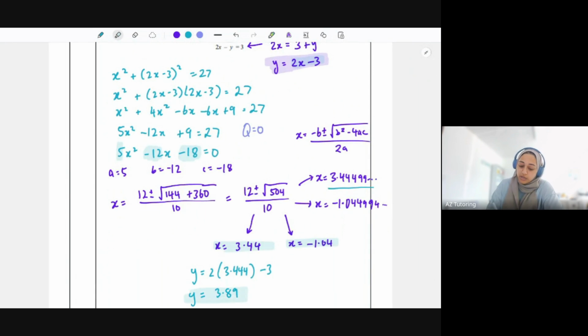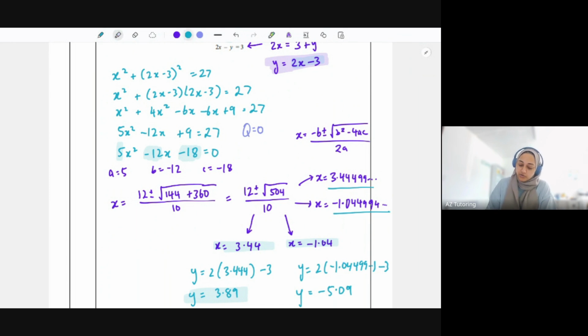If you end up plugging this rounded version in, you'll end up getting rounding errors, and you might end up getting something like 3.88, and that's wrong. You won't get the mark for that. So same with this second example, y equals 2 times x, and x, we're going to take this one, minus 1.04499. Put it as long as you can in the calculator as possible. And we're minusing 3, and to 3 significant figures, you get minus 5.09. And that's your fourth and final answer.